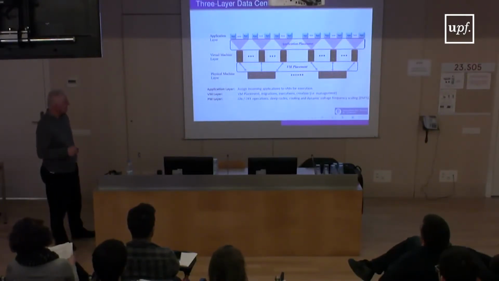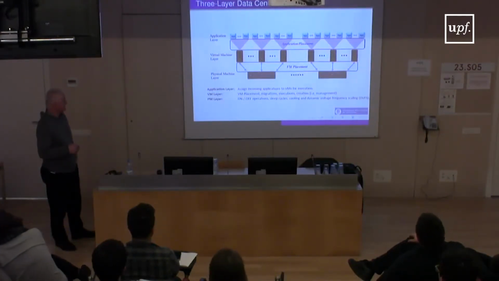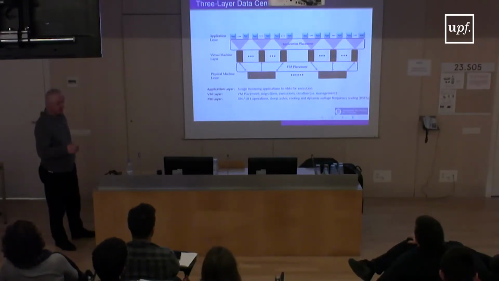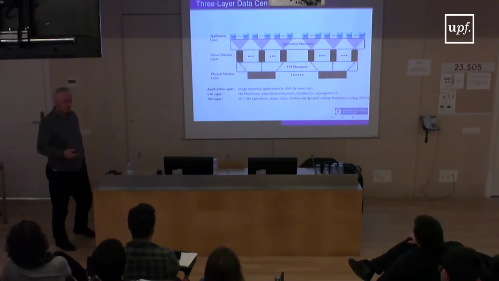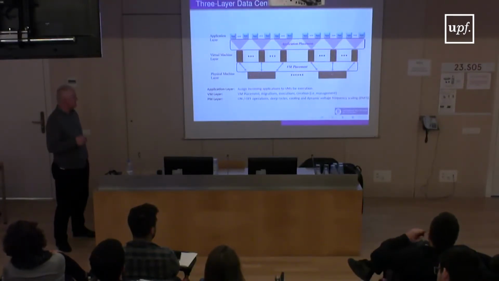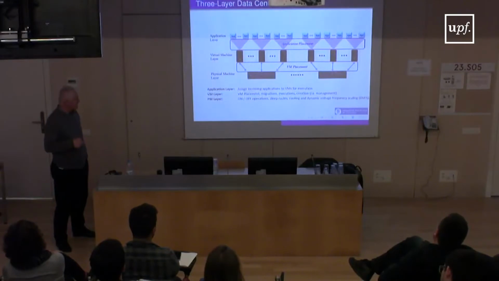So just to simplify a bit, we could consider this three-layer data center architecture. On the top layer, we have the application, which could be called the application layer. It means that applications come in independently from different users, and the application placement layer is in charge of placing each application on one of the virtual machines, right?